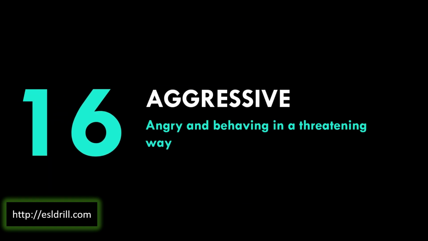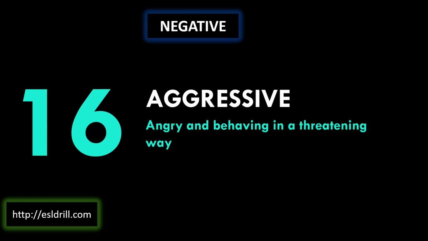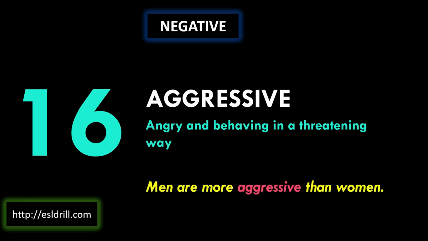Aggressive. The meaning is angry and behaving in a threatening way, as if threatening somebody. We don't like aggressive people because they are angry, they threaten us. So this is negative. And an example: men are more aggressive than women. This is just an example, don't worry.